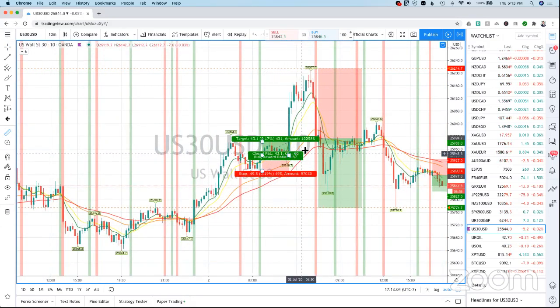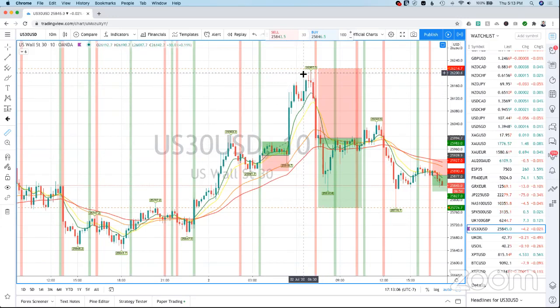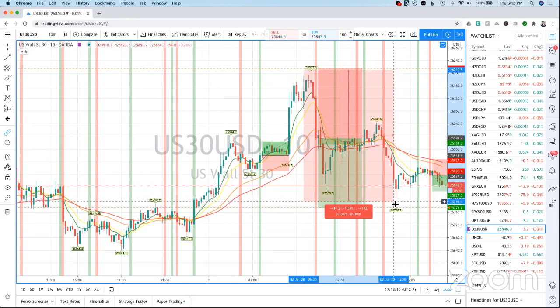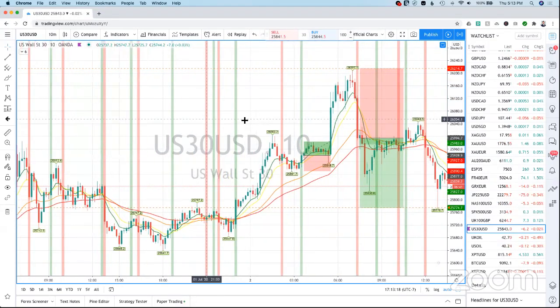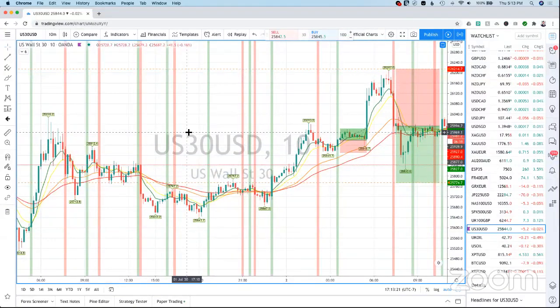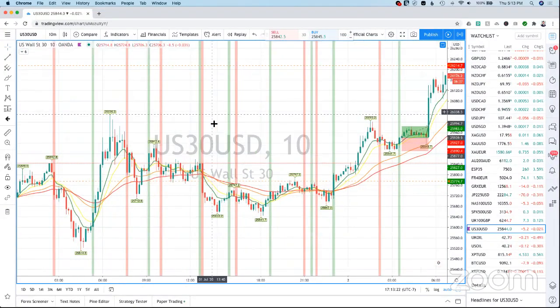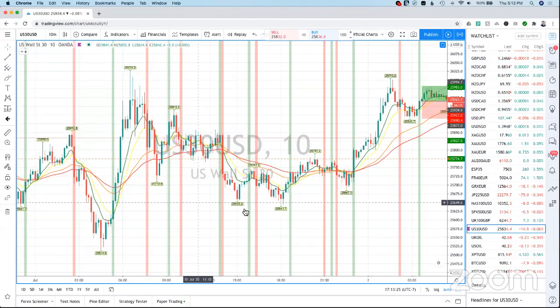So counting from up here, you can see that it moved about 4,000 pips. Obviously it's going to move a lot faster during US session because it's US stocks. But yeah, pretty much you can trade US 30 throughout the day. It's one of the fastest moving pairs, even during Asia session. You can see right here.